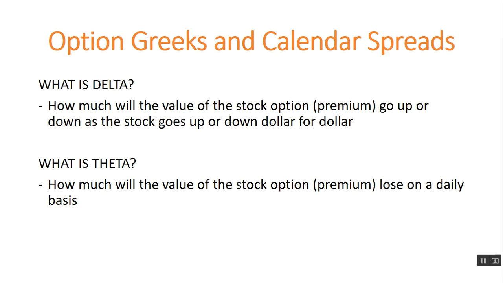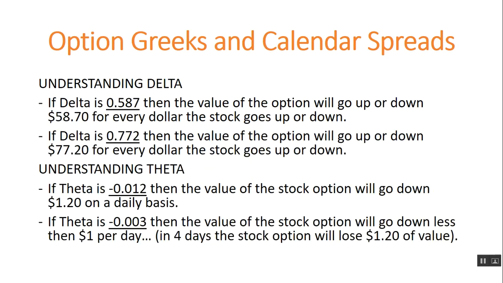You cannot make money in time. You always lose. Okay, that's why it pays to be an option seller. You make money on theta. Okay, so that's delta and that's theta. Those are the two option Greeks that you need to worry about the most when you're doing calendar call spreads.